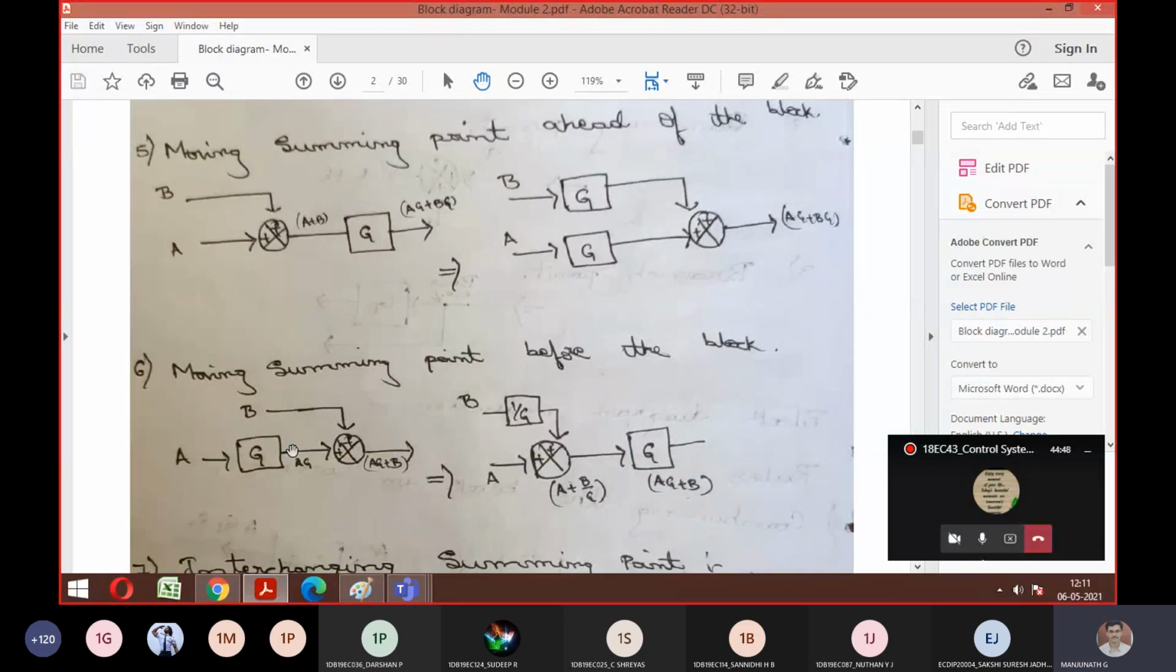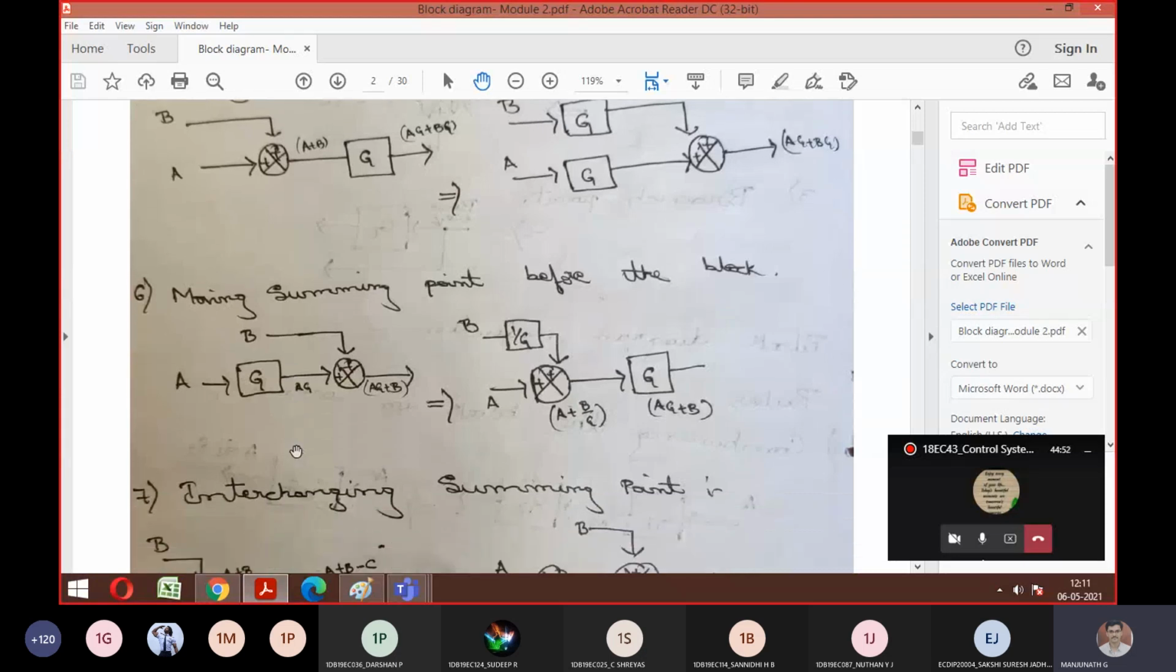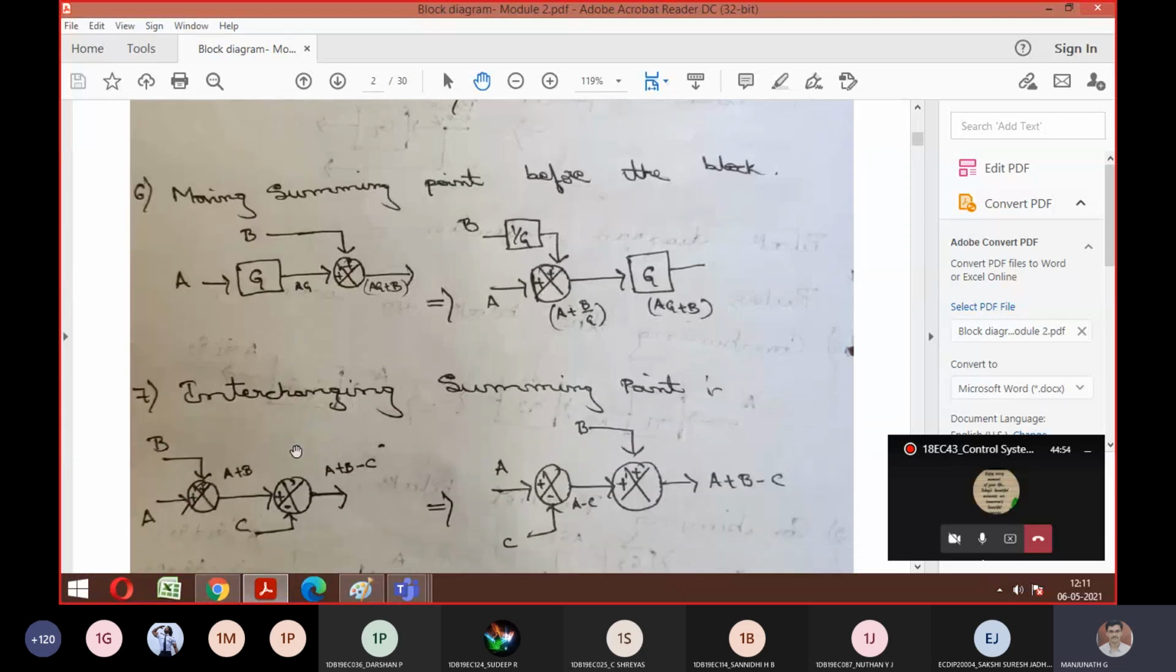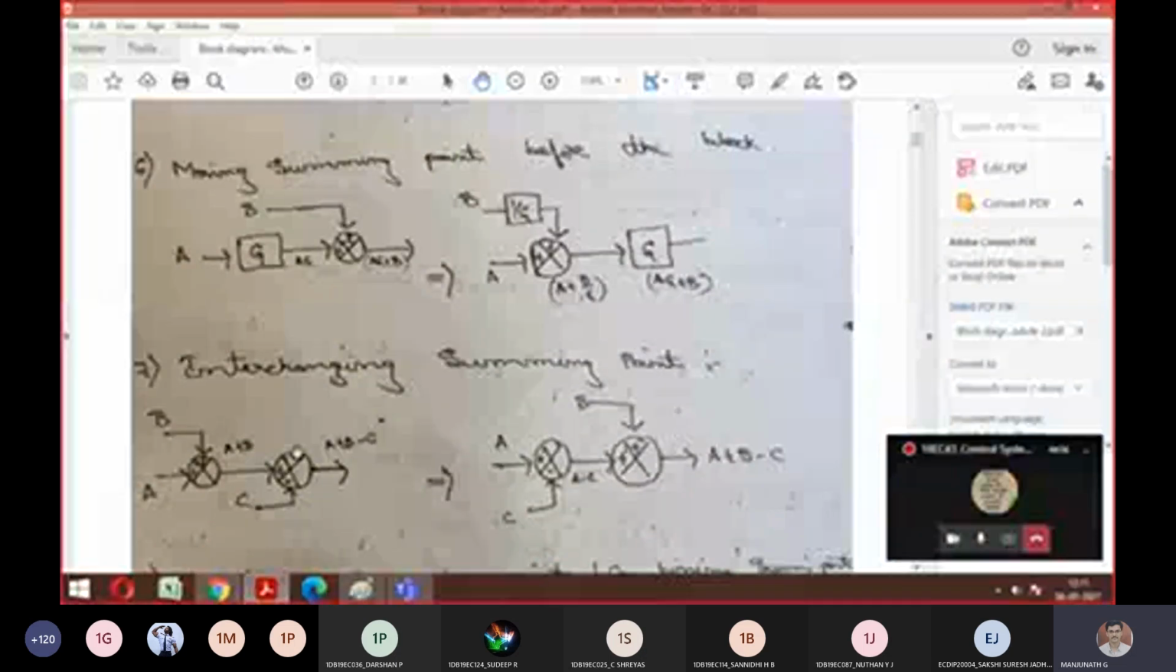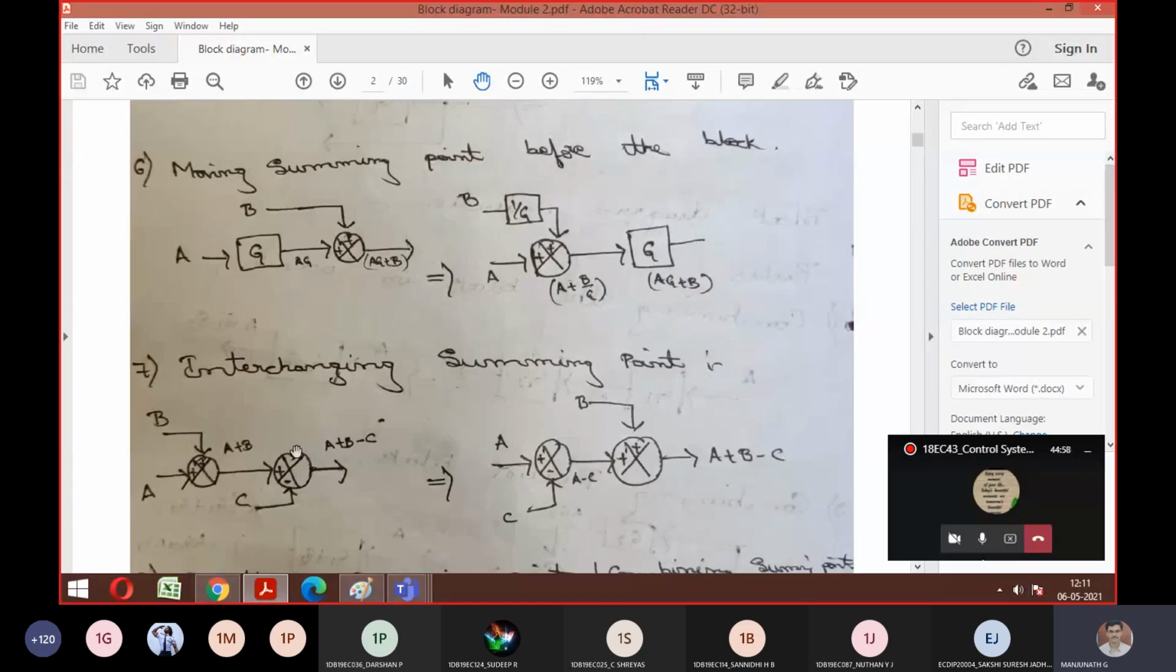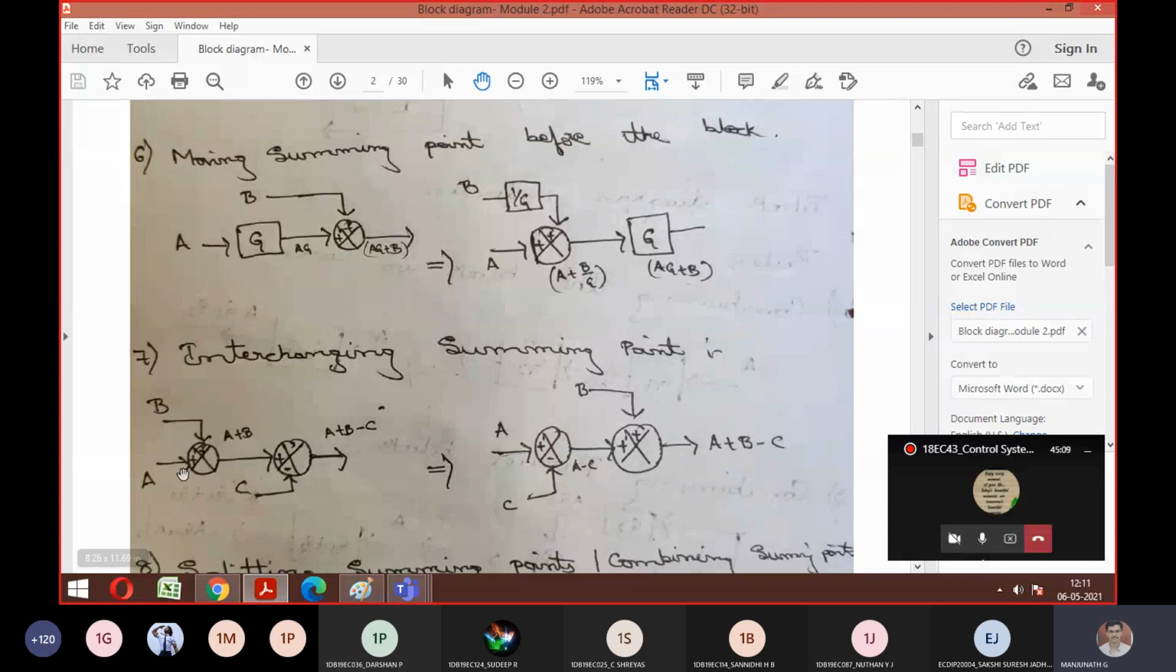So coming to next, rule number 7: interchanging the summing point. Where you may face such kind of things in the problem, where you want to do some alteration in such a way that I should interchange my summing point also. So look at here. Two summing points are there. The first summing point is having inputs a and b. So I got a plus b.